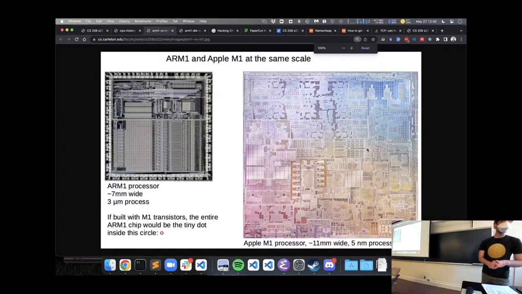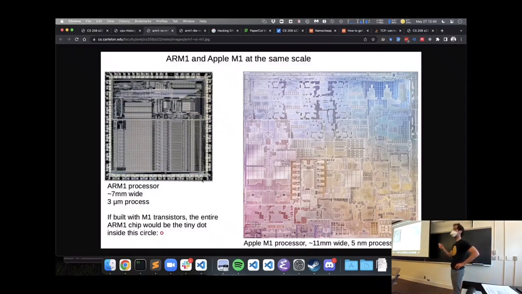here is a picture of a couple processors. You may have heard about the new Apple CPUs, the Apple M1, which came out a couple years ago. These CPUs are based on the ARM architecture, which is a different instruction set than the x86 that we've been looking at. Pictured on the left here is the first ARM processor, which was about 7 millimeters wide. It was a 3 micrometer process, which means 3 micrometers is the scale of the smallest individual transistors. This M1 processor, shown at an equivalent scale to the ARM1, is about 11 meters wide, but it is a 5 nanometer process.